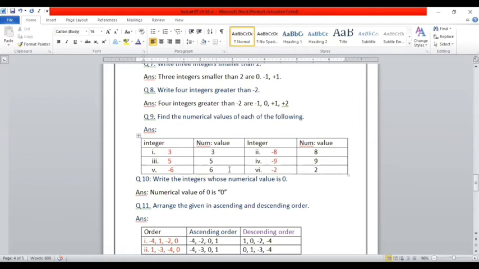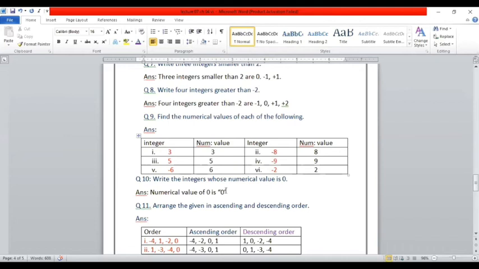Dear students, here the numerical value of 3, 3. Numerical value of minus 8, never say minus, but we will say only 8. Here 5, same value 5. Here minus 9, we will not take the minus; we will say simply 9. Minus 6, we will not follow the 6 by minus. So that's why we say the numerical value of minus 6 is 6. In the same way, minus 2, the numerical value is 2.